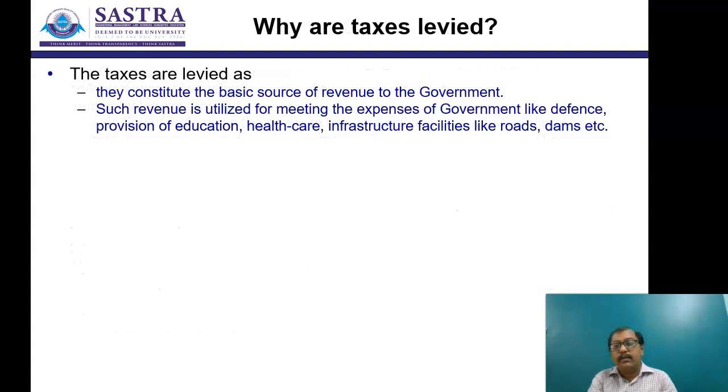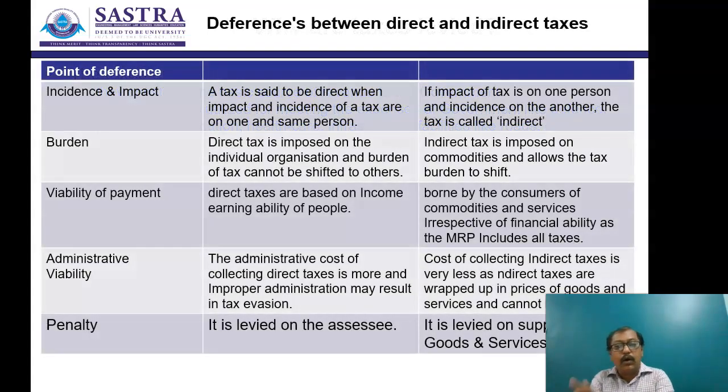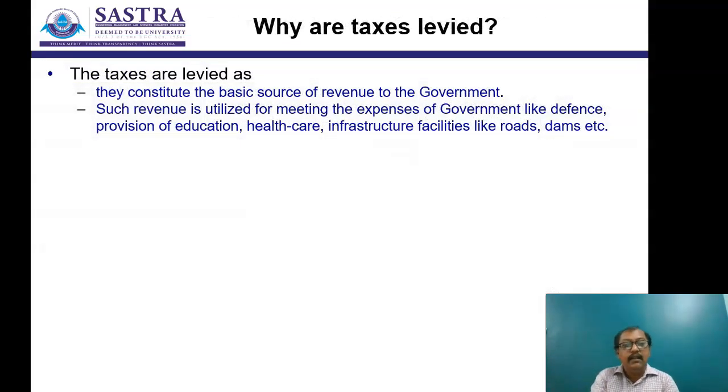Okay. Now, answering the question of why taxes are levied. Taxes are levied for two reasons. This constitutes the basic source of revenue for the government. In whatever country it is, the majority source of income for the government is from taxes. So taxes have to be levied.